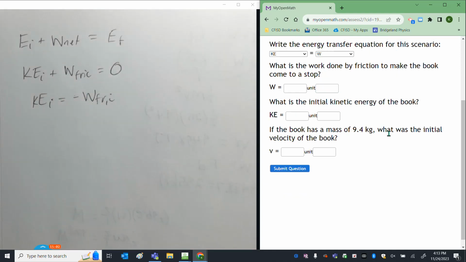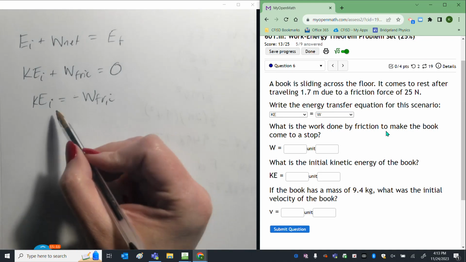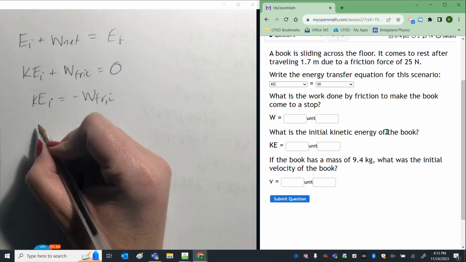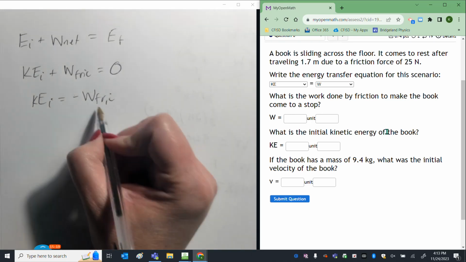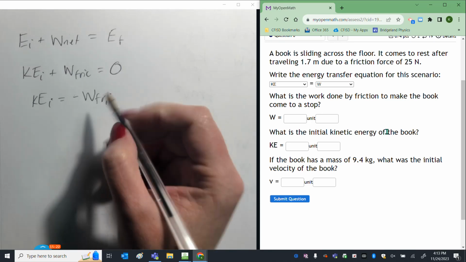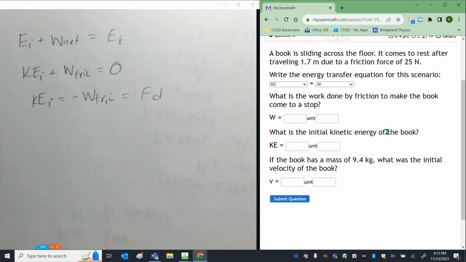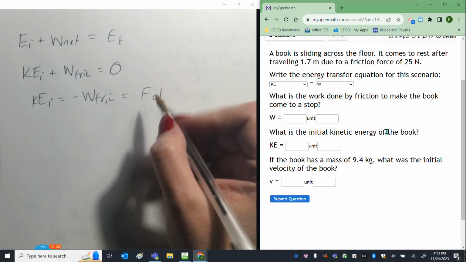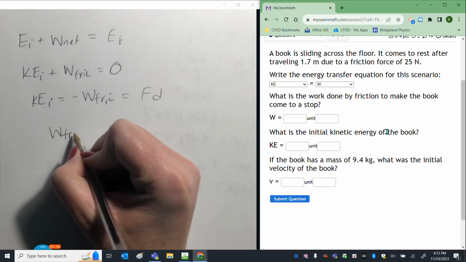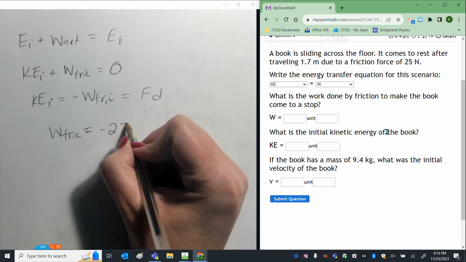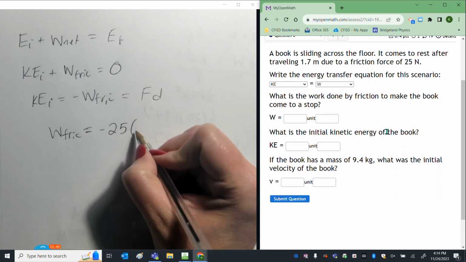All right, so what is the work done by friction to make the book come to a stop? So again, that work that's done by friction will be equal to the kinetic energy, or the magnitudes will be equal. And so if I figure out the initial kinetic energy, I can find that. Or the other way we can find work done by friction is force times displacement. And those are actually the pieces of information we have this time. So our work done by friction is equal to the frictional force, which is 25 newtons, and again, technically it's negative 25, times the displacement.